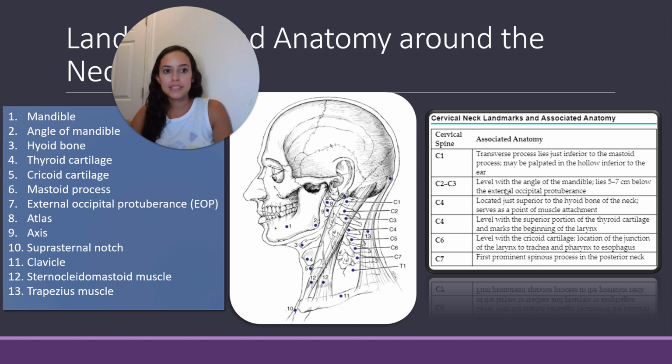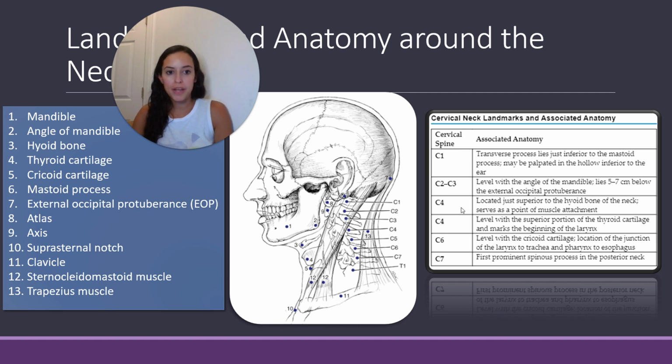C2 and C3, it's level with the angle of the mandible. So the angle of the mandible is a few centimeters below the mastoid, so that makes sense that it's C2 and C3, probably at the level of your mouth, if you want to think of it that way. It lies 5 to 7 centimeters below the external occipital protuberance, so the one down here. So 5 to 7 centimeters below that.